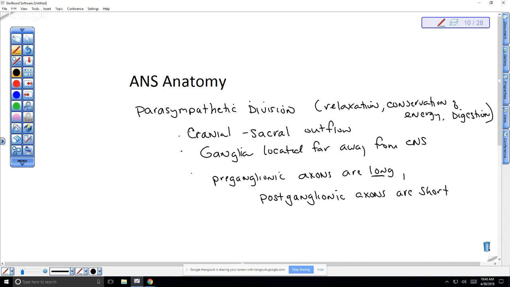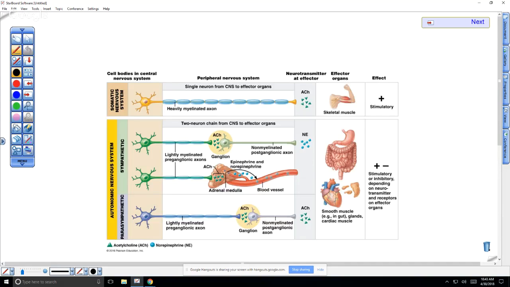Okay, so let's look at a diagram that kind of summarizes some of this. So this is somatic. This is one of my favorite diagrams because it has so much information. So notice that the nerve cell body is in the central nervous system, and the axon is very long, and it goes to skeletal muscle. So this would be parasympathetic. So here we see that this preganglionic neuron is very long, and then the postganglionic neuron is very short.